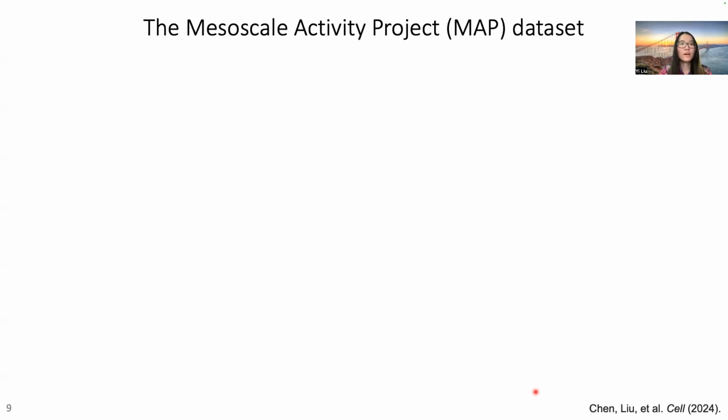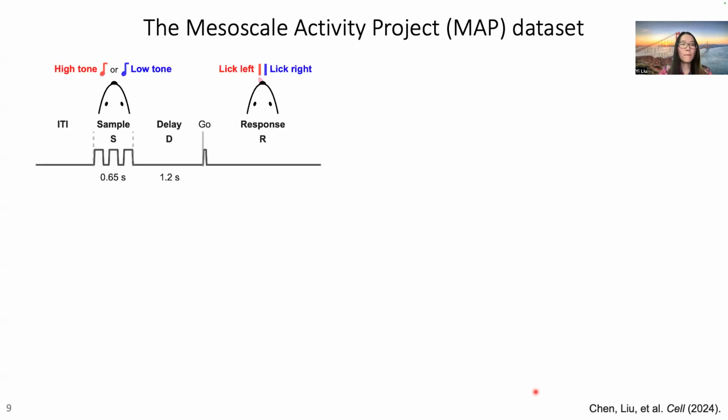So the dataset we are using is the mesoscale activity project dataset. Here, the task structure is as follows. Each trial starts with a sample epoch where the mouse is given auditory tones that can either be high pitch or low pitch. The tone was repeated 3 times, and the sample epoch is followed by a delay epoch. After that, there is a go cue, and after the go cue, the mouse is supposed to lick left or lick right according to which auditory tone it heard during the sample epoch.